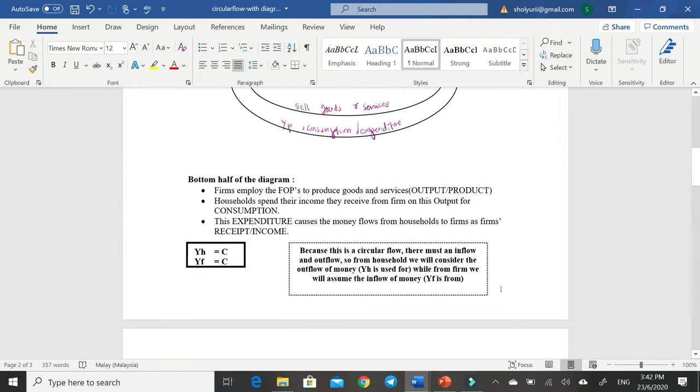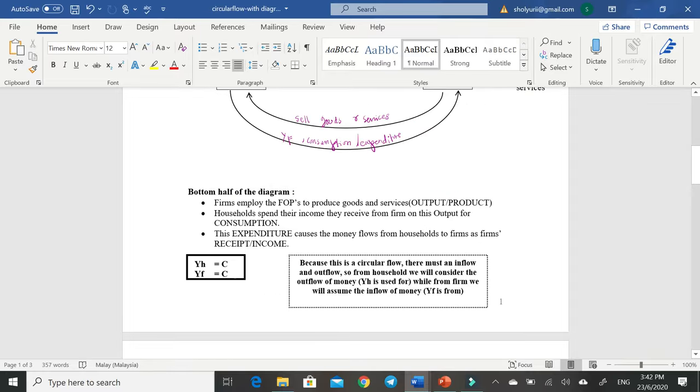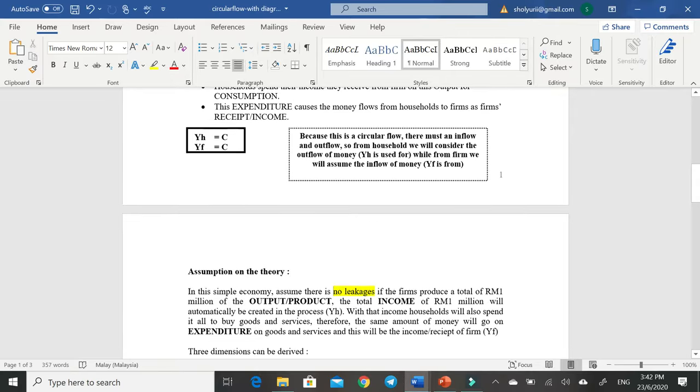Sepatutnya money kan kita kata household dapat duit, YH dia ni, inilah akan jadi duit belanja dia semua sekali. So dia tidak akan ada kebocoran ke tempat lain. Sebab tu kita dapat equation YH equals to C, YF equals to C. Household dapat income, income firm adalah 100% daripada household punya consumption.